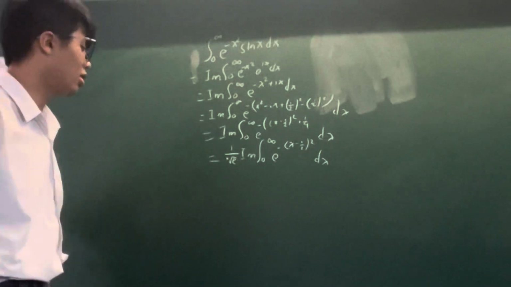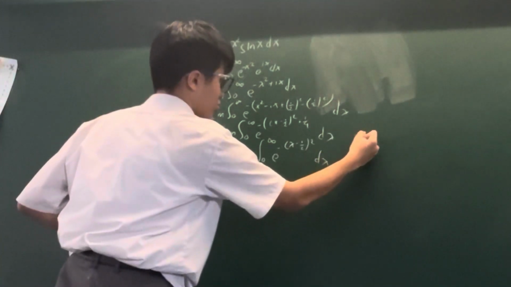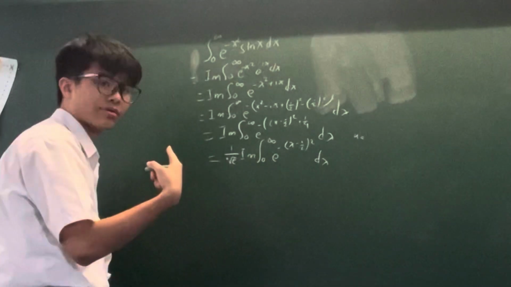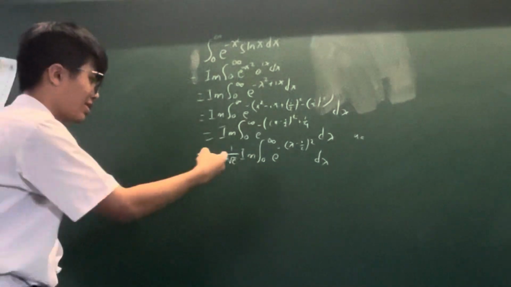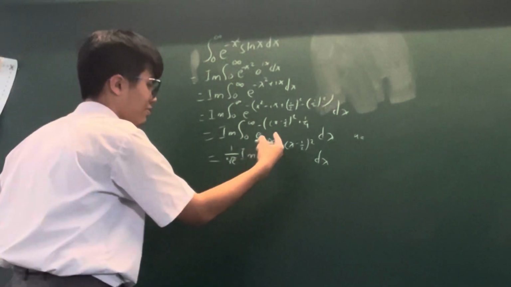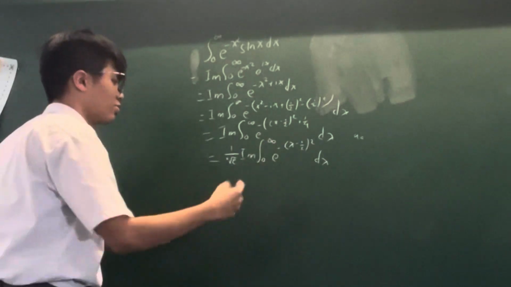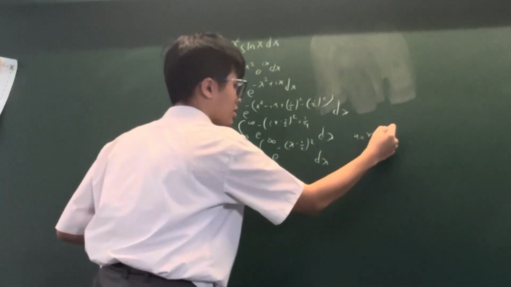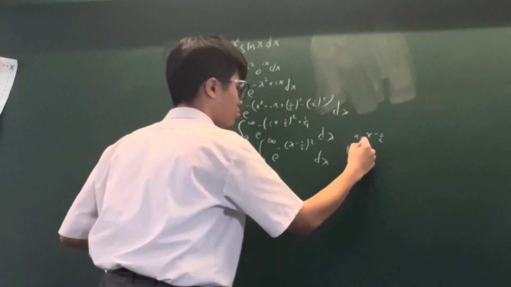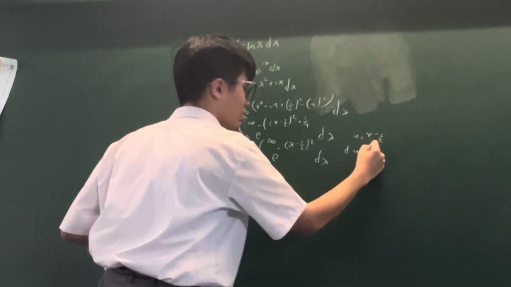So we are going to use some substitution because we want to see e to the power of negative something squared in the integral. So let u be equal to x minus i over 2. Then du will be equal to this, right?